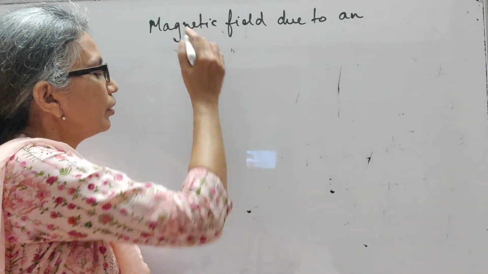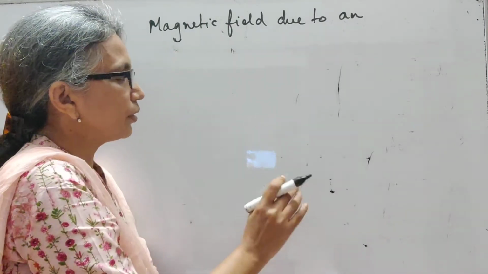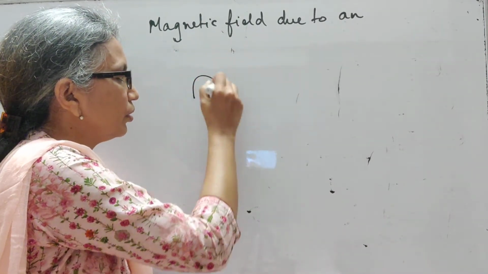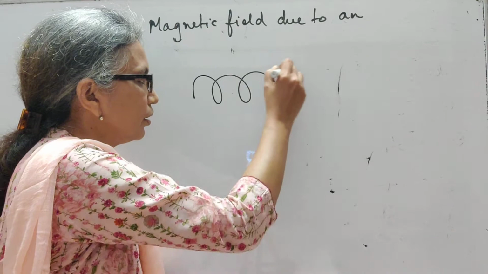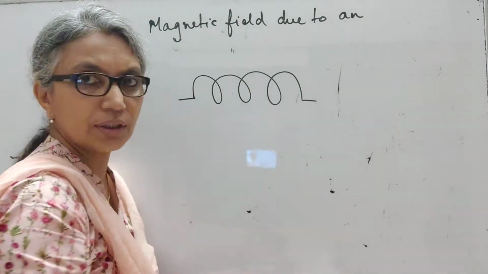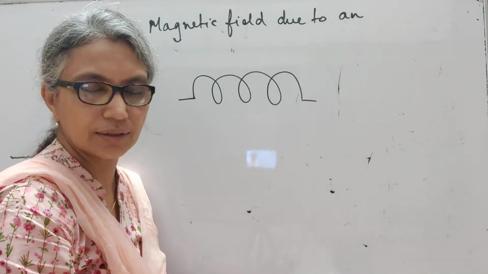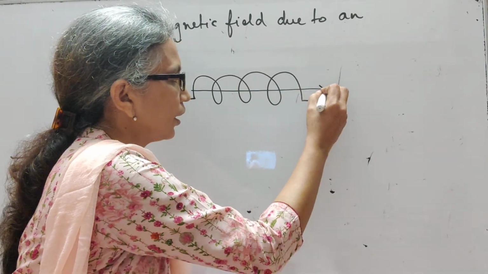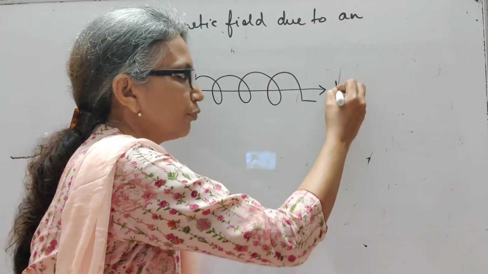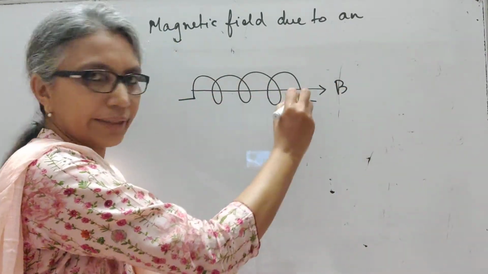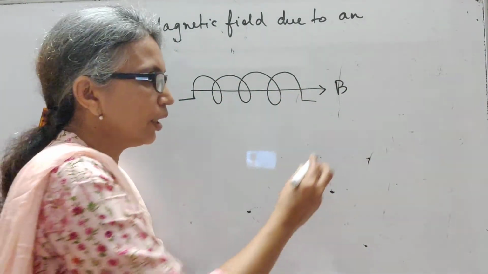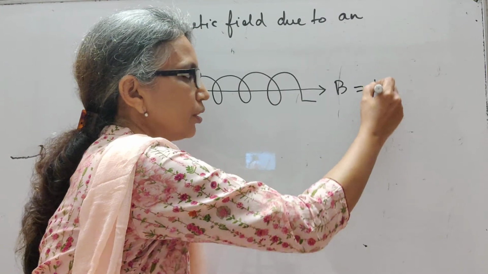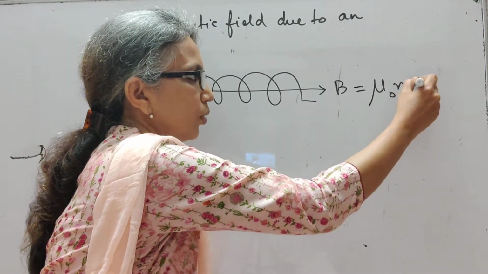So we have a solenoid that looks like this. I'm sure you learned this in 10th standard. You've seen this in 10th standard. And you know that the magnetic field is along the axis, like this. This is the magnetic field existing along the axis inside the solenoid. And the formula for this is mu 0 n I.